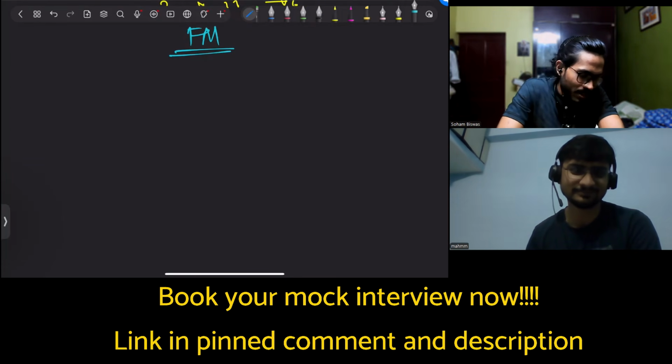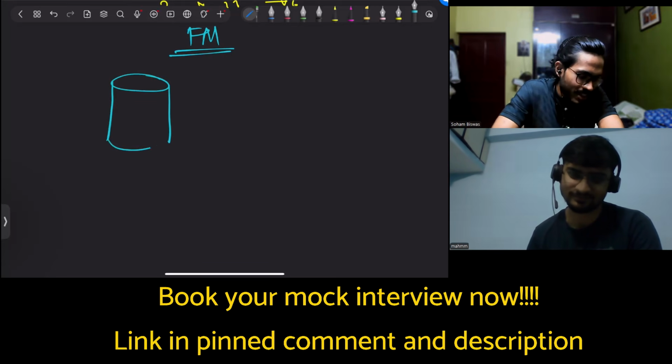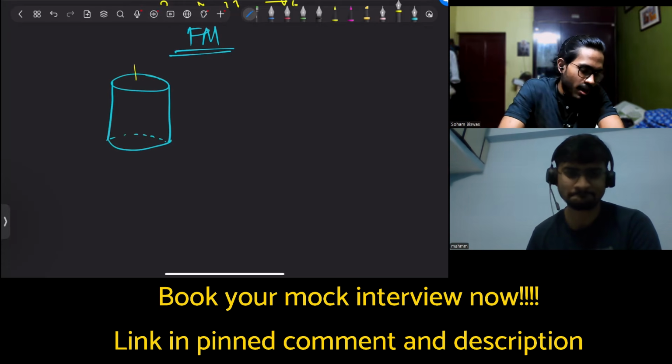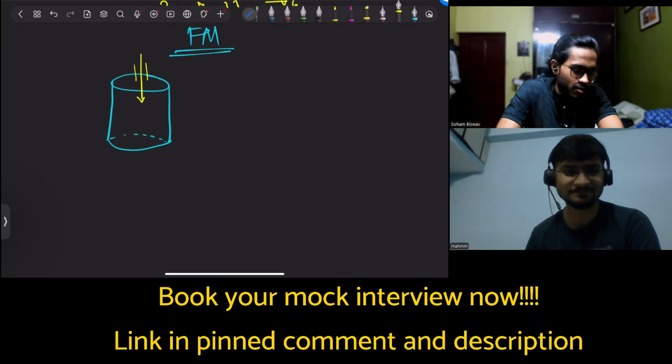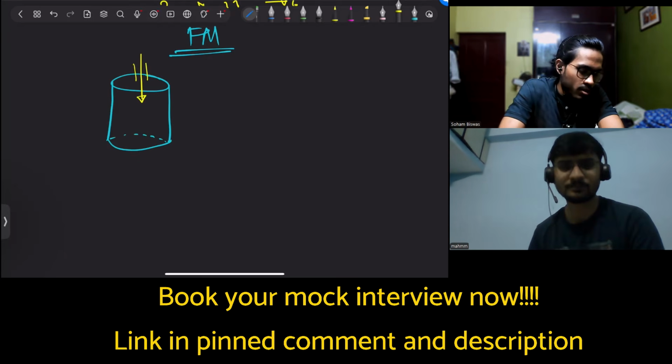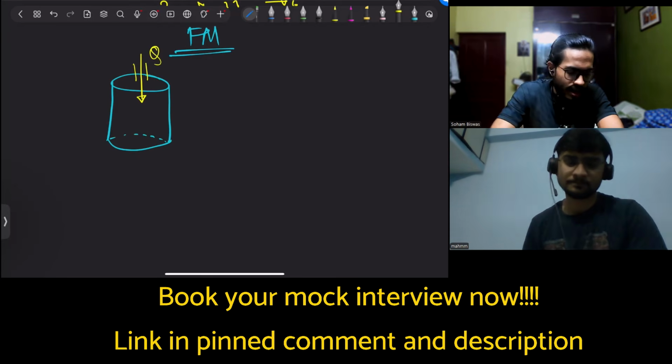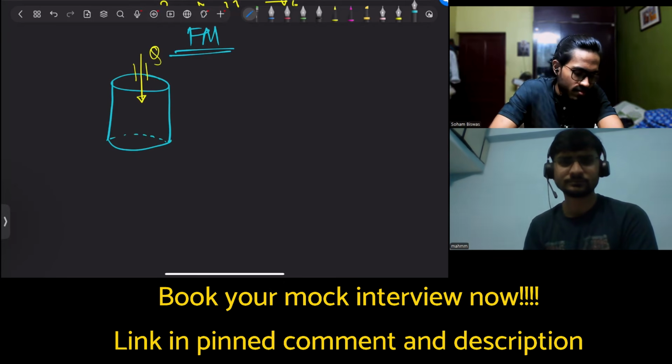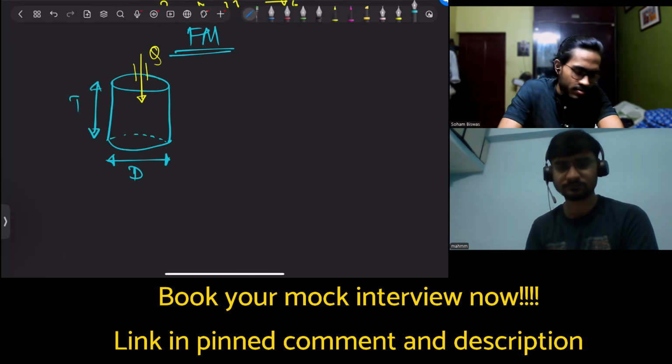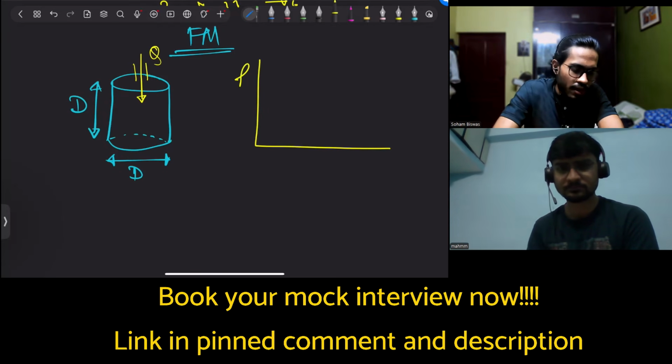Okay, so consider that you have a cylinder. Again, we will start with a very simple question. We have a cylinder and we have a pipe here, and through this pipe we are filling water with a constant flow rate of Q. This cylinder has diameter d and also the length is equal to d. Clear? So first you draw the h versus time graph.